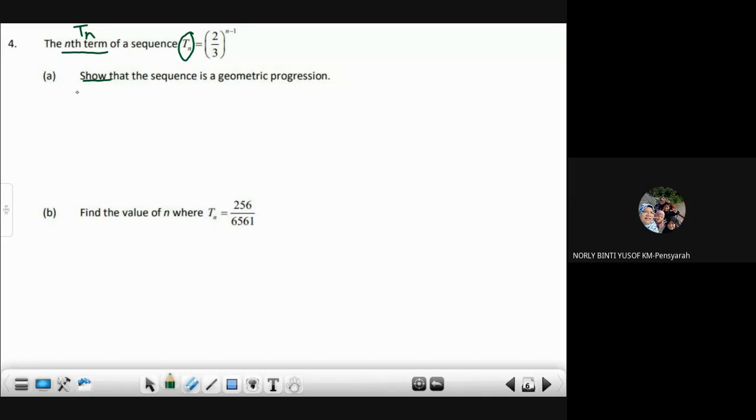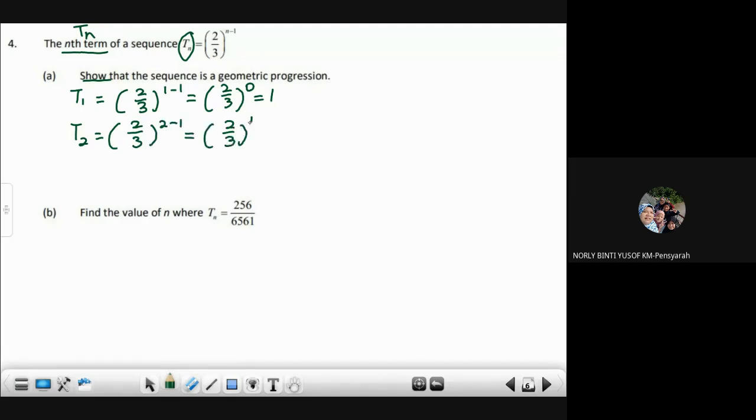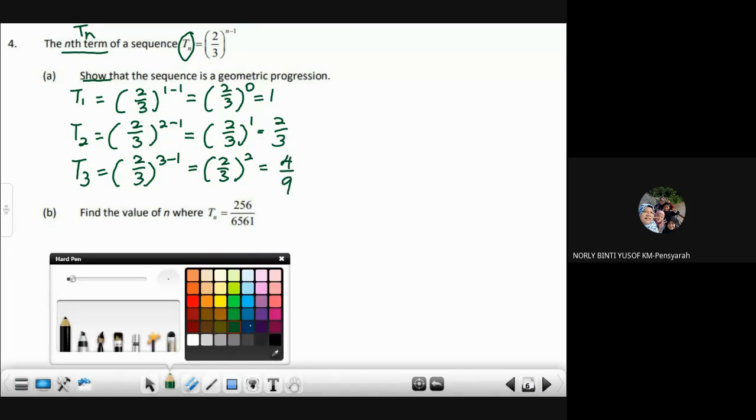So you cari dulu the first 3 terms. So T1, 2 over 3 power of 1 minus 1. You obtain 2 over 3 power of 0 is equals to 1. Then cari T2 second term. 2 over 3 power of 2 minus 1, 2 over 3 power of 1. So you dapat 2 over 3. Third term, 2 over 3 power of 3 minus 1. So 2 over 3 power of 2. So you obtain 4 over 9.